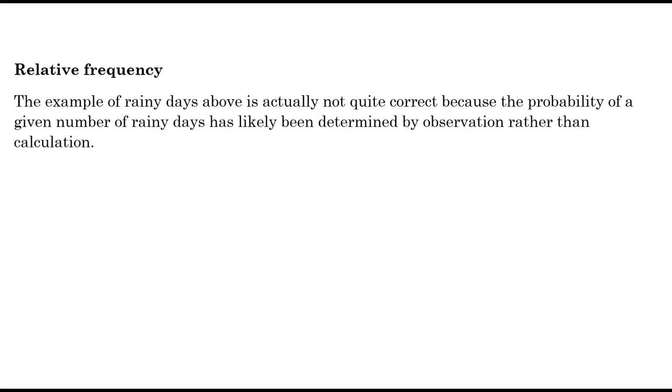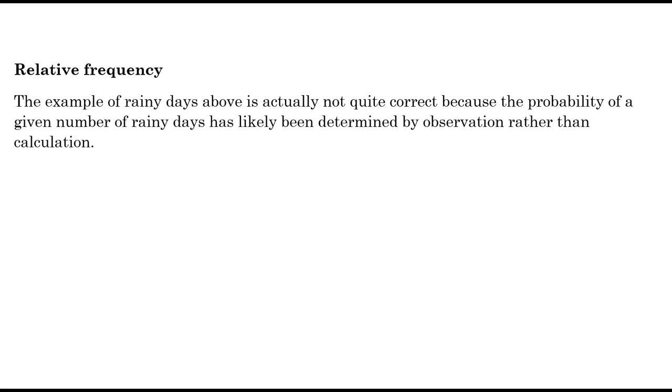Now, how would I know the probability of the number of rainy days during a week in July? No model is likely to give me a particularly accurate result without observation, right? That I have counted the number of rainy days over many weeks and used that to try to determine the probability that way. We call this thing a relative frequency.